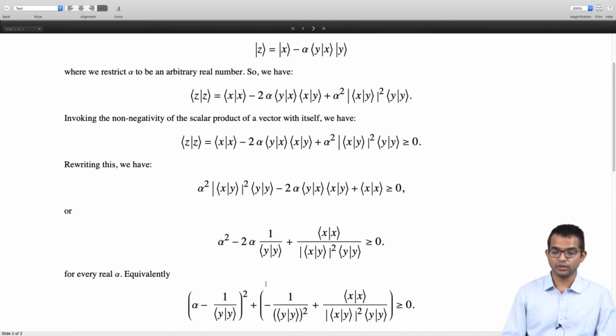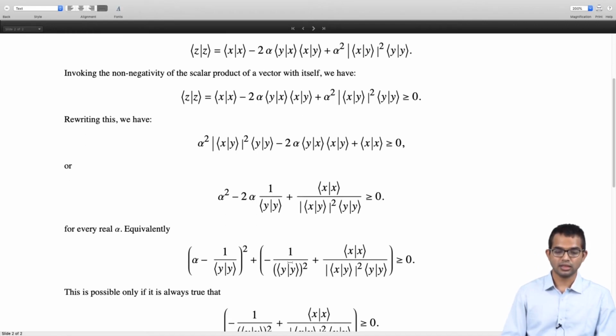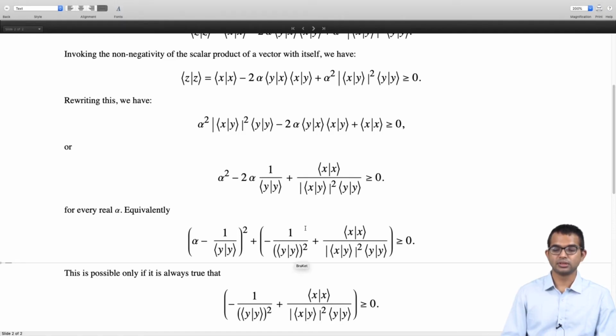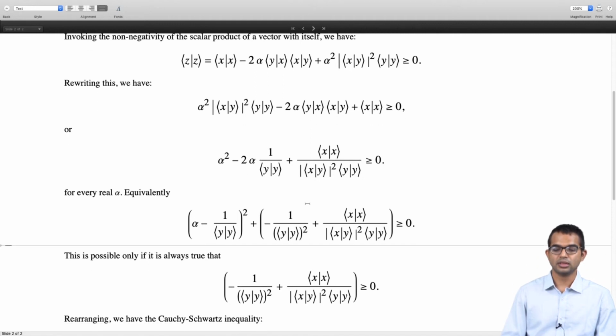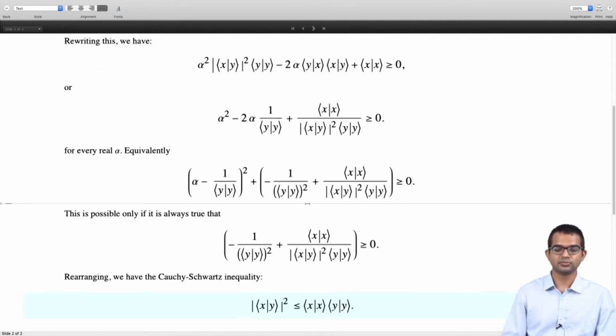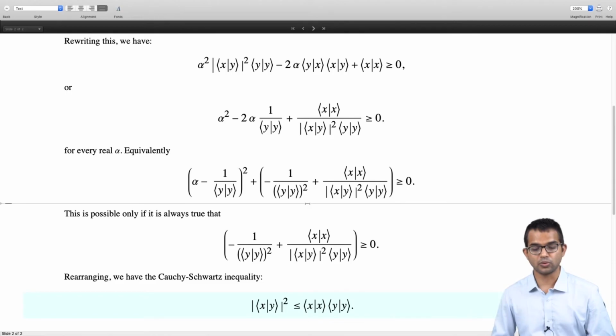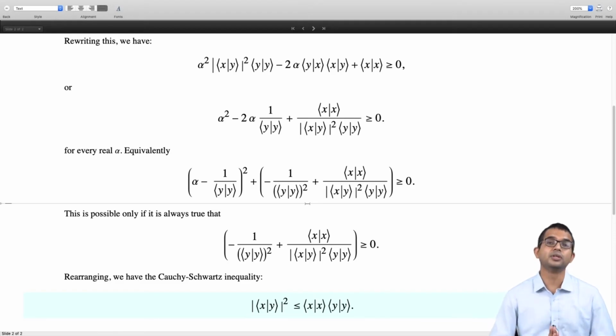So this can happen only if this quantity itself is greater than or equal to 0, right? So therefore it forces this quantity to be greater than or equal to 0. Now if we rearrange these terms, we have the Cauchy-Schwarz inequality, which is the statement that the modulus squared of the inner product of any two vectors x, y must be less than or equal to the product of the inner products of each of these vectors with themselves, right?